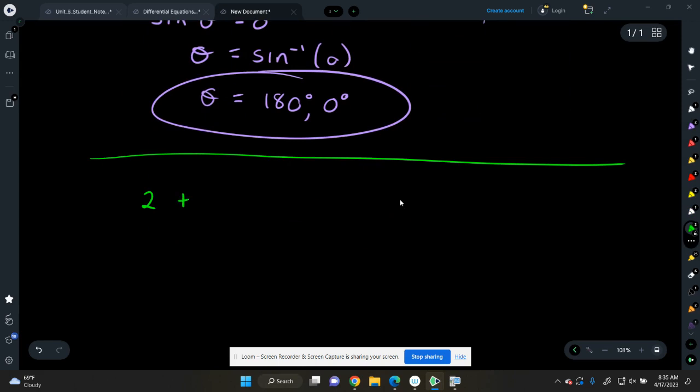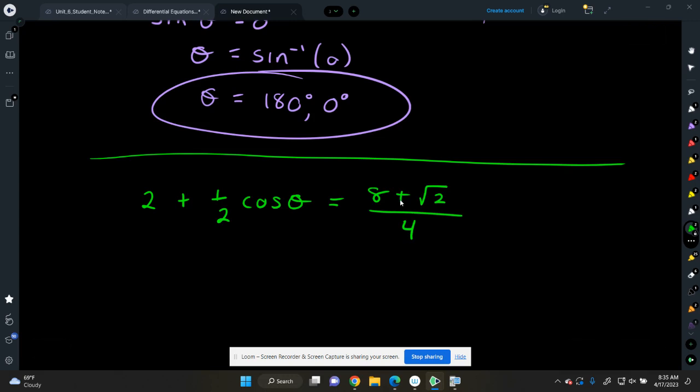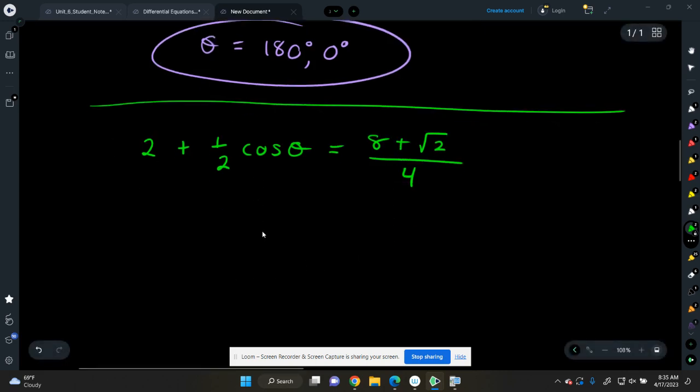All right, number 5. Okay, so this is number 5. All right, so what do you want to do first? We could multiply. I would probably do that. We could subtract 2 and then get a common denominator. I chose to multiply everything by 4 first.